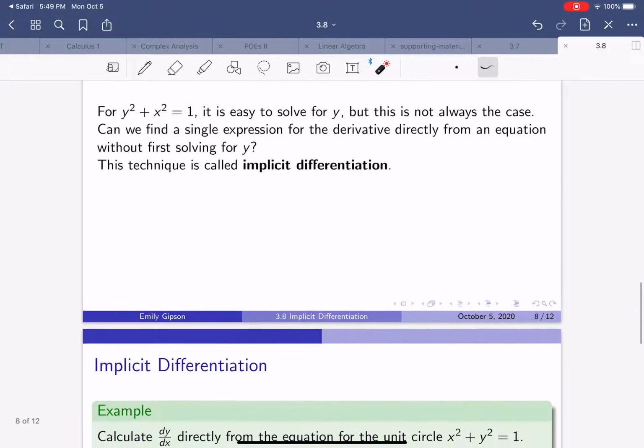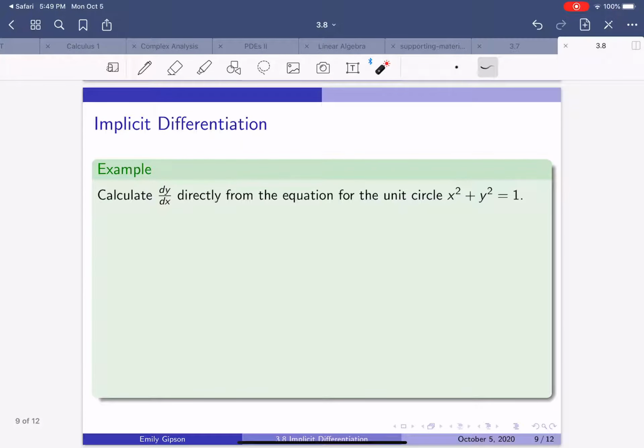So what exactly is this technique? And I'll show you using an example. So here I want to find the derivative of x squared plus y squared equals 1 with respect to x. So what I'm doing here is treating y as a function of x. So we write x squared plus y of x, quantity squared, equals 1. And then I'm free to differentiate on both sides.